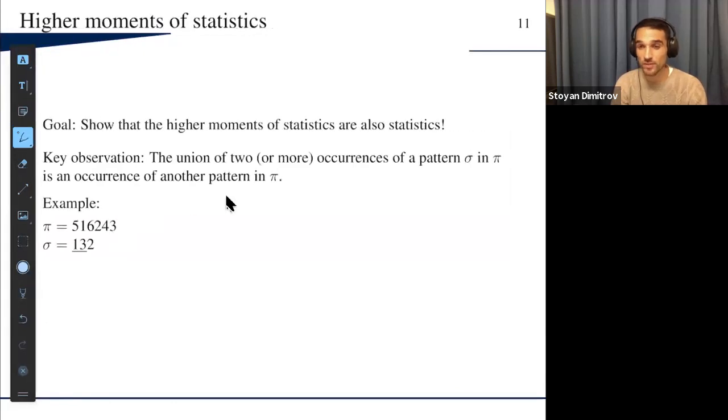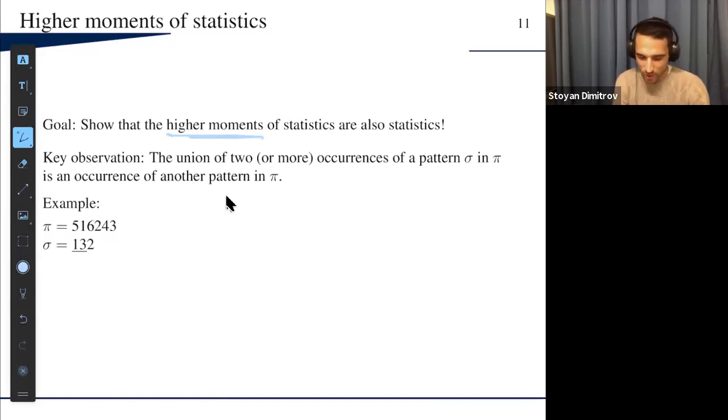And a key observation here is the following. If I have two or more occurrences of a given pattern, and I take their union, this corresponds to an occurrence of another pattern. And why is this important here? Well, if I want to compute higher moments, then I'm basically interested in counting how many pairs, triples of occurrences of a certain pattern I have, with possible repetitions, right? So this is in order to find second, third, and higher moments.